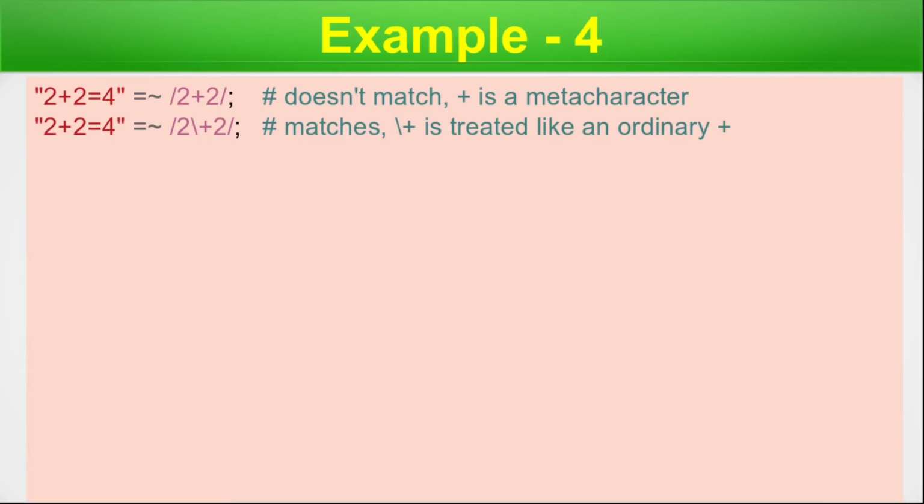Now 2 plus 2 equal to 4 =~ 2\+2, we precede the plus with a backslash. It matches because whenever we use a backslash before a meta character, the special purpose is ignored, it becomes a normal character. So this backslash plus is treated like an ordinary plus in the right hand side, so this matches. The interval is 0 comma 1, then at the beginning we have an angular bracket and then we have a closing brace. If we do that, this gives a syntax error.